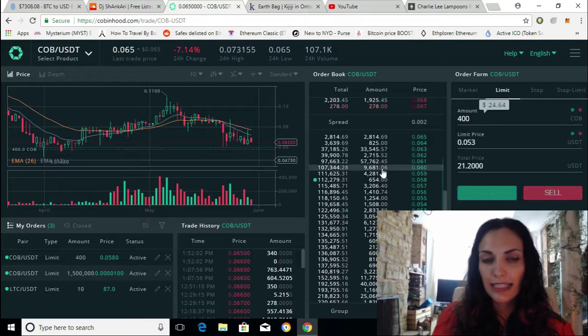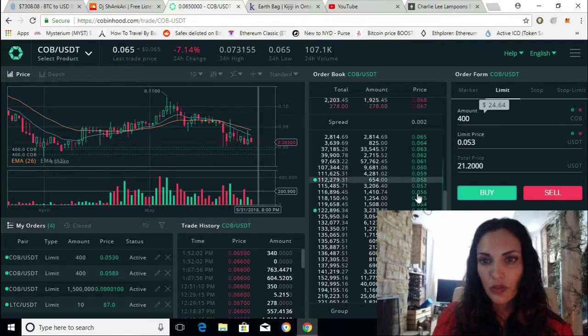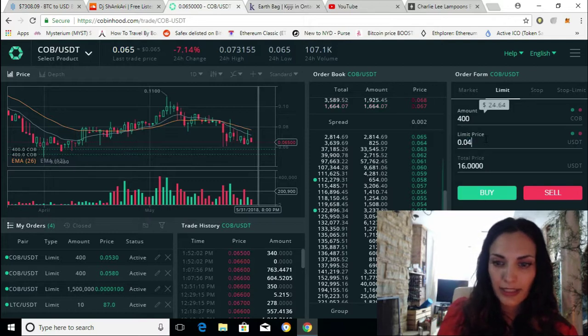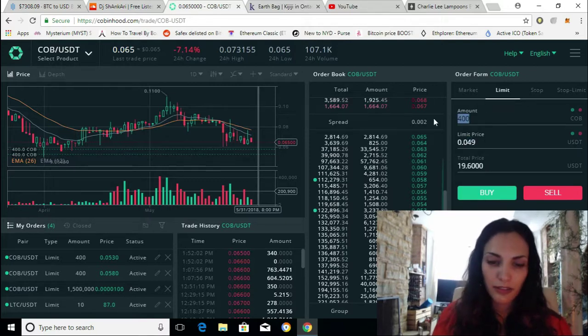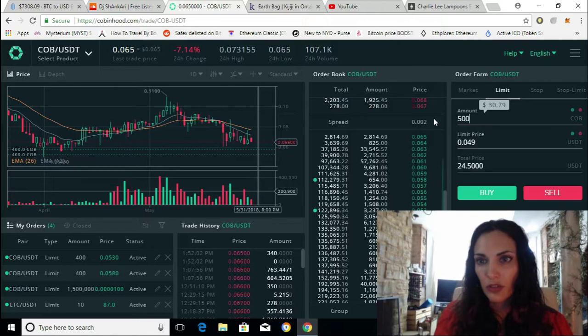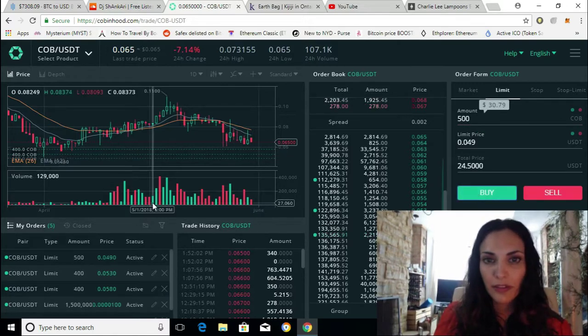So 5-3 cents there, and then I'll buy another 400 units, and then buy. So as I can see that Cobb has been on a downtrend too, maybe I want to buy a little bit more if it does break through here. So 4.9 cents. So maybe I would put 4.9 cents, and then maybe I would buy 500 units.